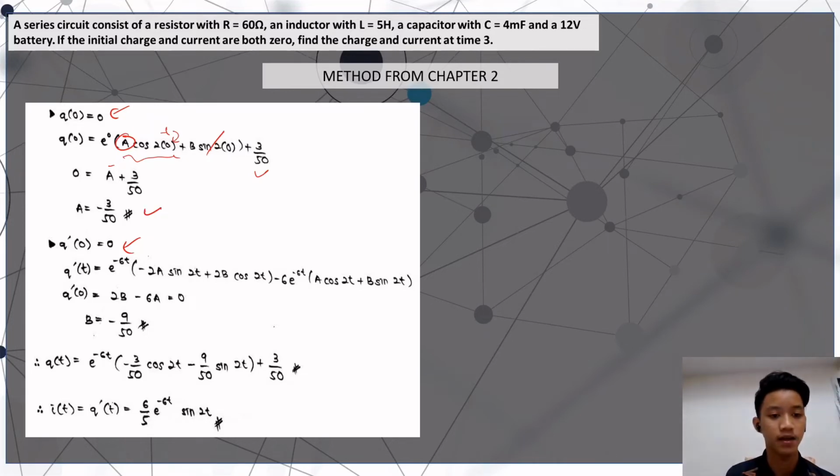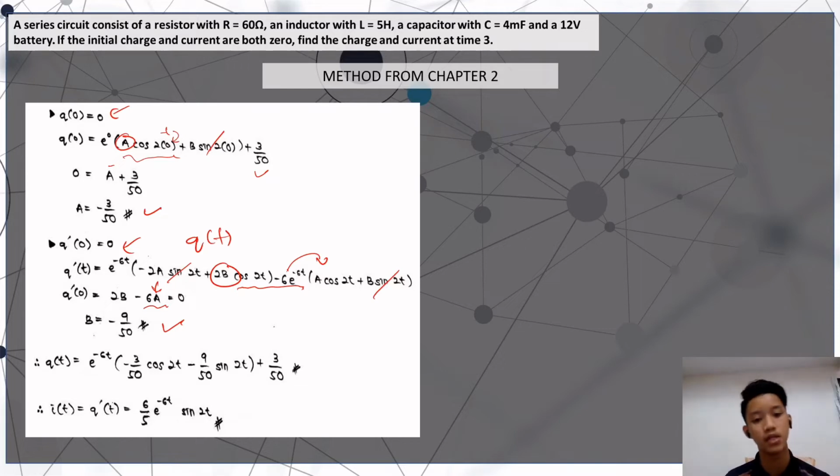For the next step, we have to differentiate Q(t). After we differentiate, we get this equation, and then we substitute t with 0. We know that sine will be 0, so we ignore that, and then we get 2b, and this 6 we expand, then we get -6a. So we substitute the A value, and we get the B. After we get A and B, we substitute back into Q(t) and we get this equation.